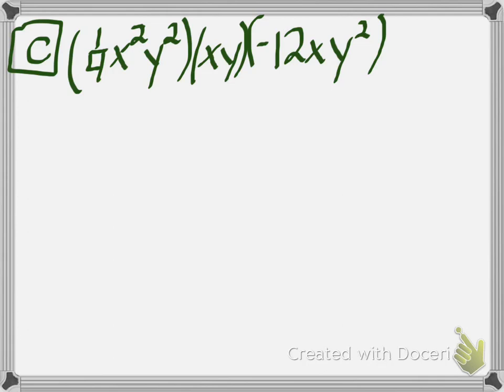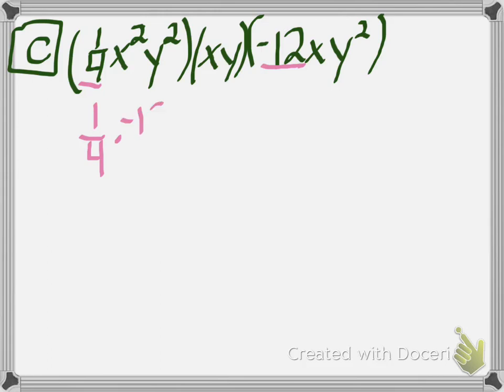Let's try example C. Now this time we have 3 different parentheses. We have 3 different monomials being multiplied together. So I have a 1/4. I don't have a coefficient here. Well, it's 1. I can't see it. And a negative 12. Notice that it's negative 12. It is not minus 12xy squared with these parentheses. Okay, it's multiplication.